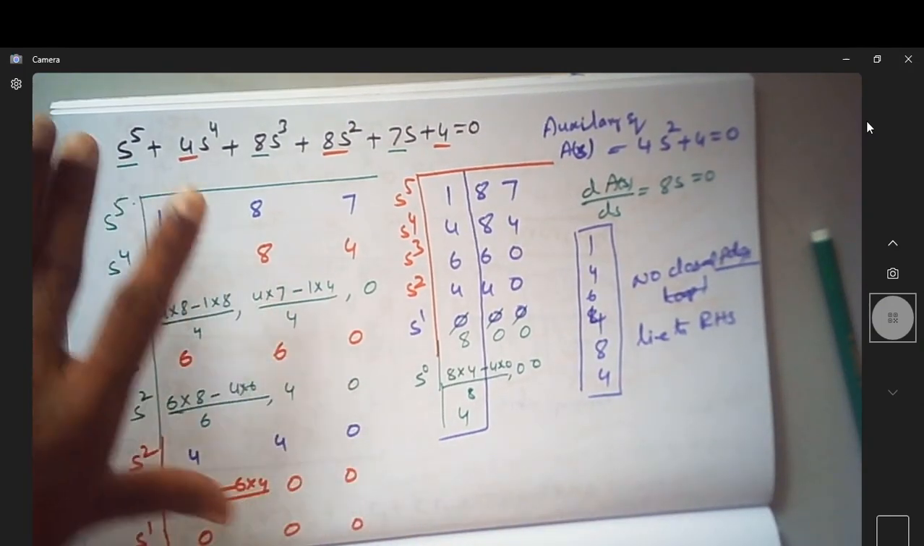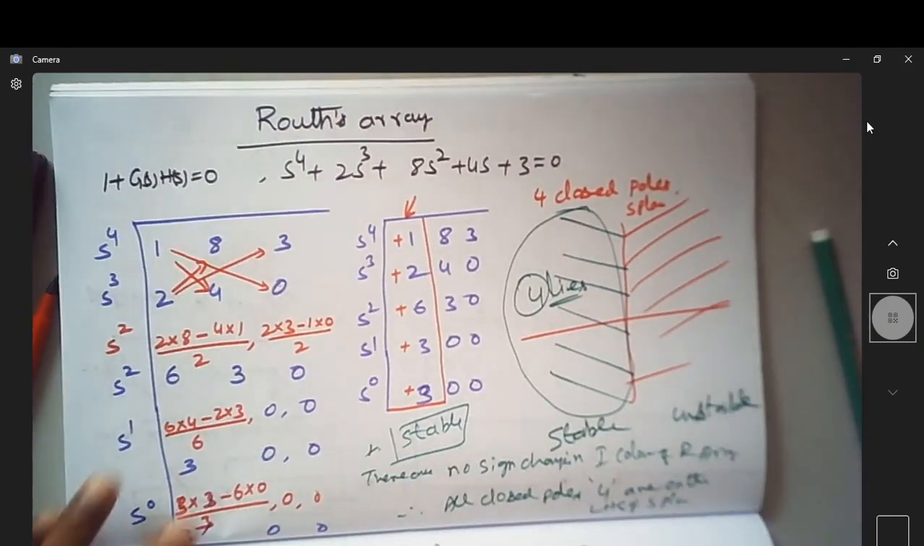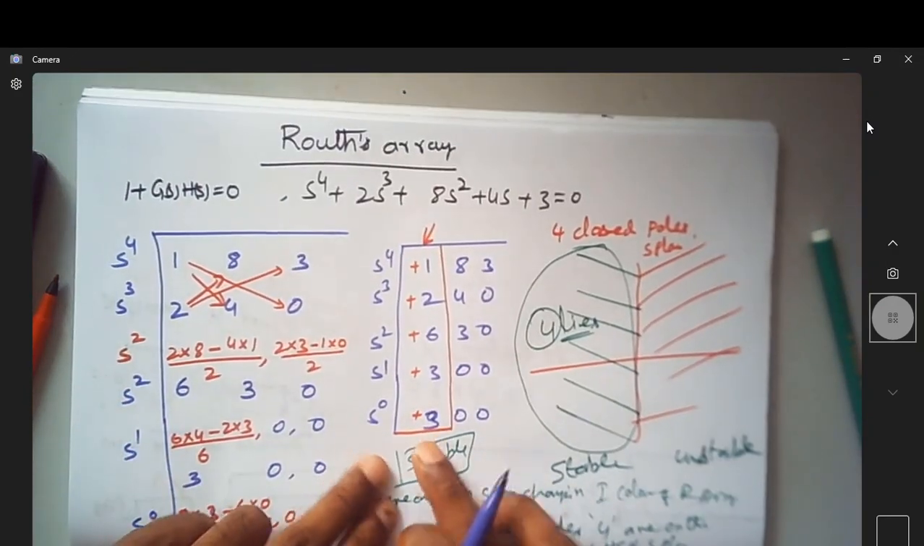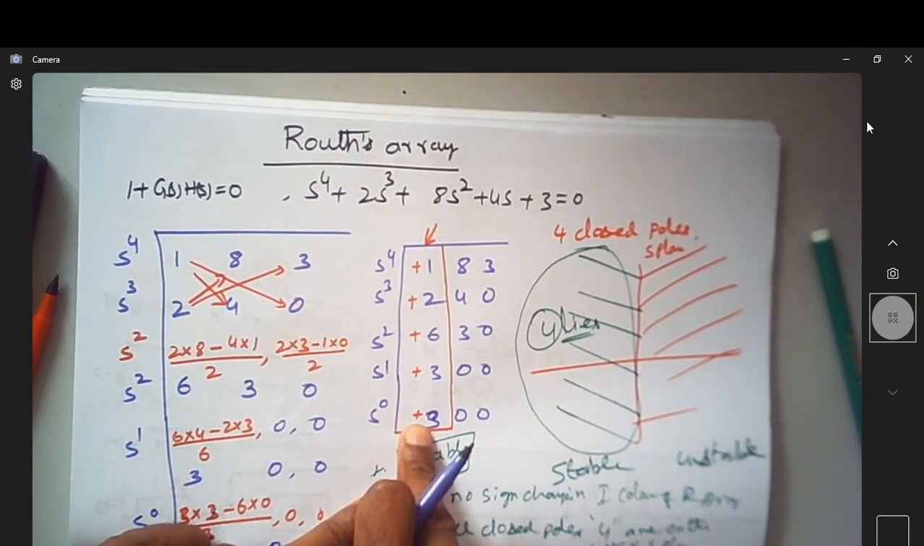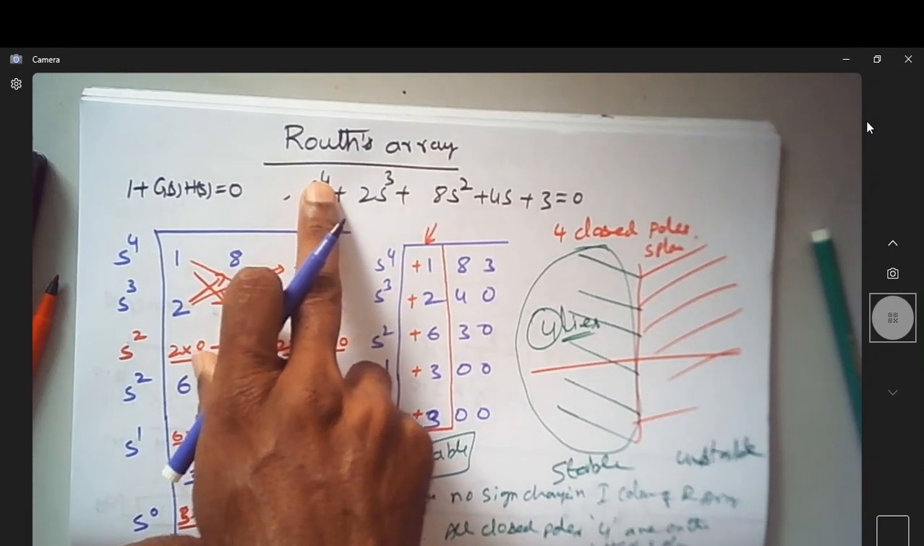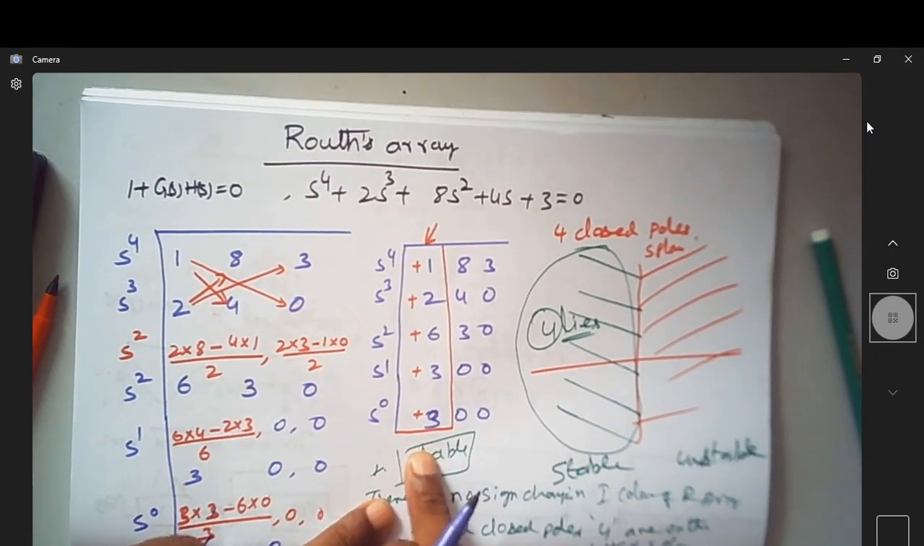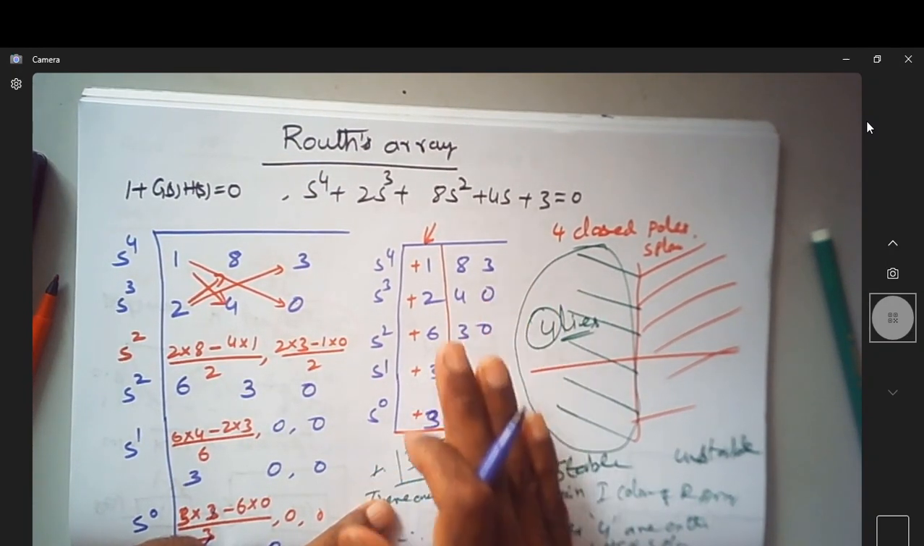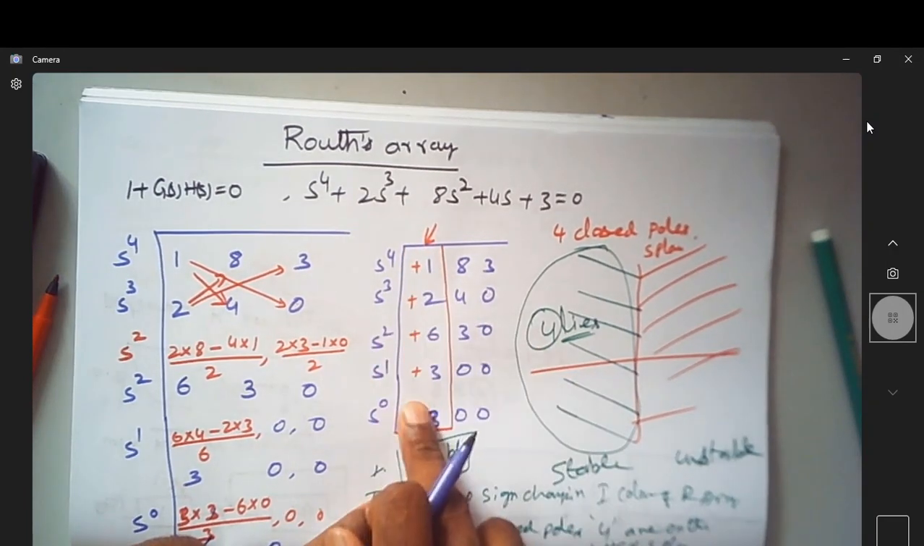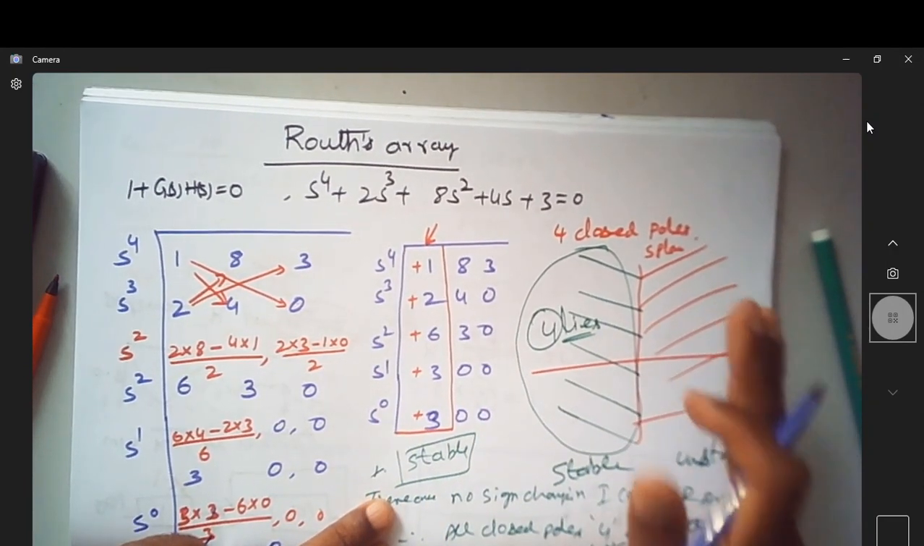No. So in the previous cases, what we said was, when there is no sign change in the first case, out of 4, since there are no sign changes, we said all 4 lie to the left hand side of the S-plane. Because there is no sign change, none lie to the right hand side.